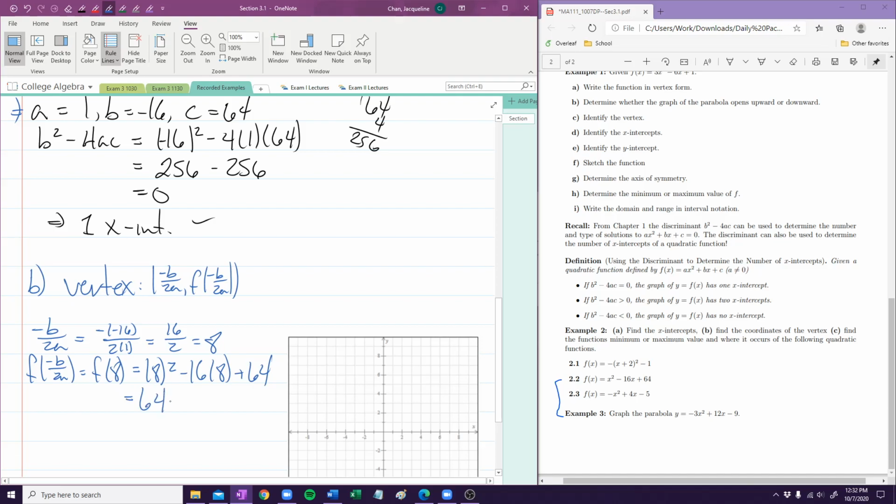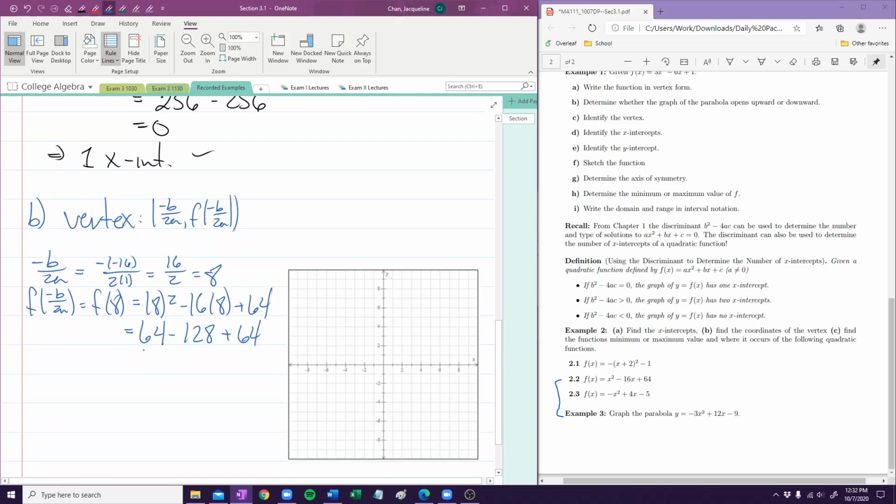This is 64 minus 128 plus 64. Okay. 64 plus 64, that's also 128, so this is 0. So our vertex is (8, 0). Right? And that makes sense, right?